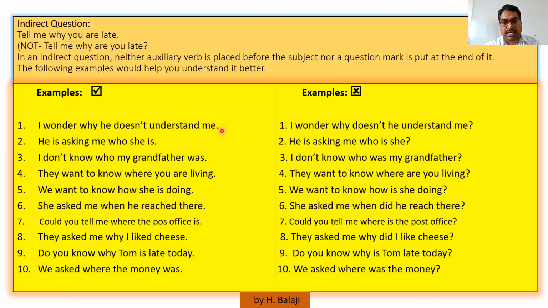This is perfectly correct. And I wonder why doesn't he understand me. This is thoroughly incorrect on the basis of grammar. Why? Because this example doesn't follow the above rule. In an indirect question, neither is an auxiliary verb placed before the subject, nor is a question mark put at the end of it. And here what happened?